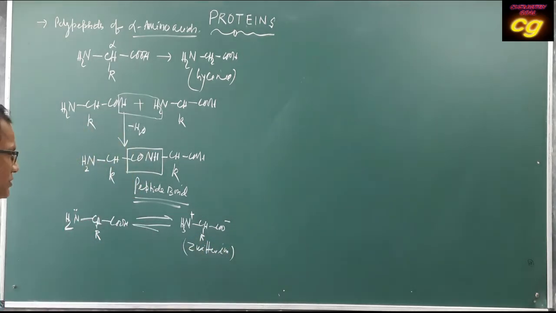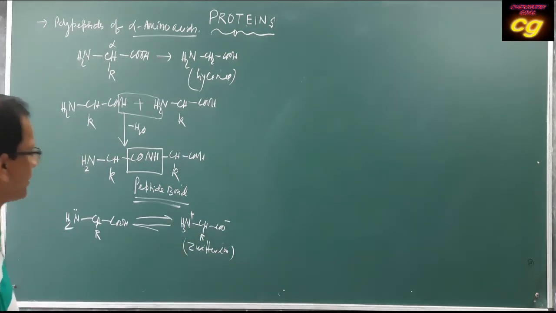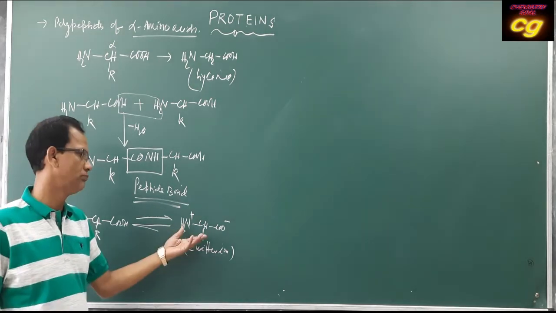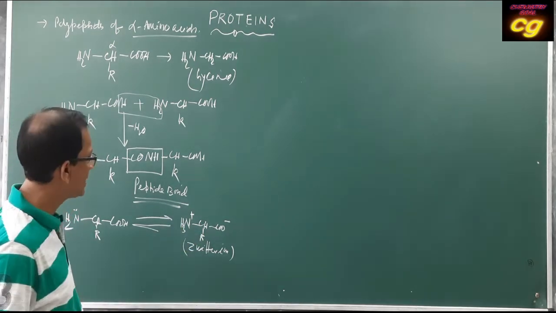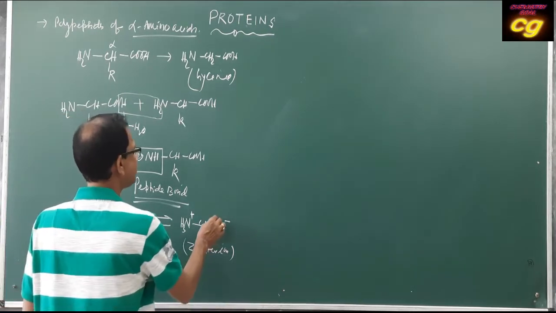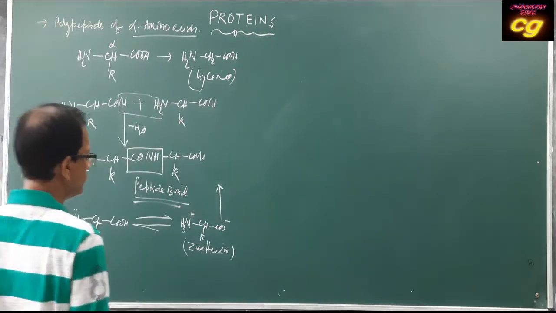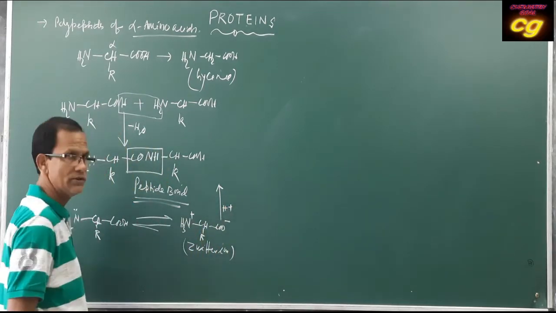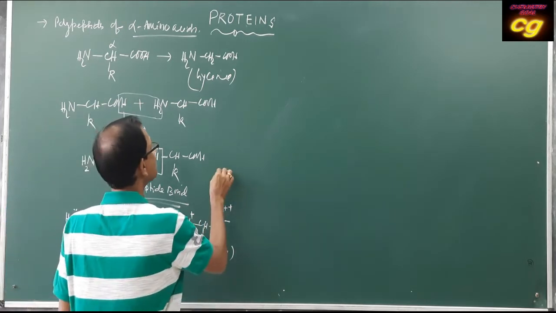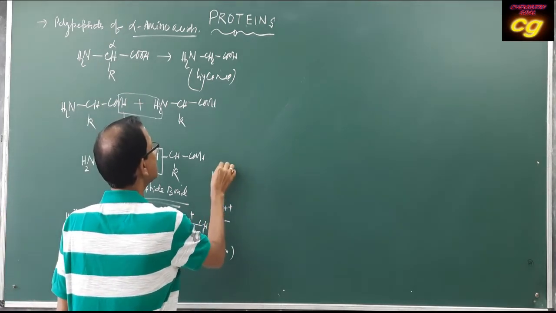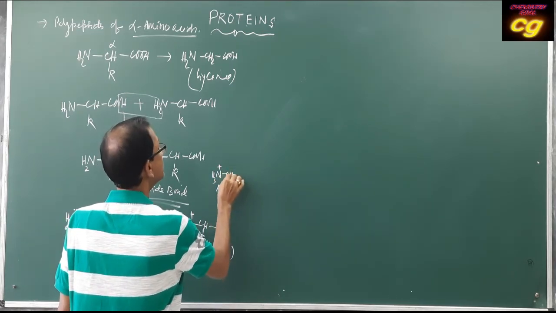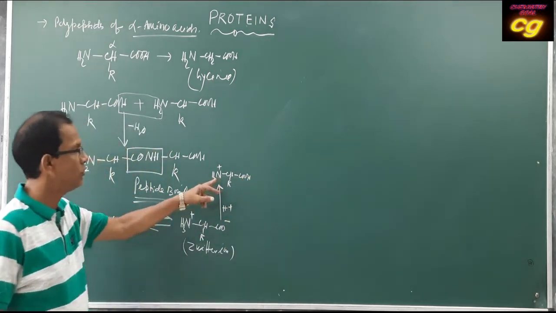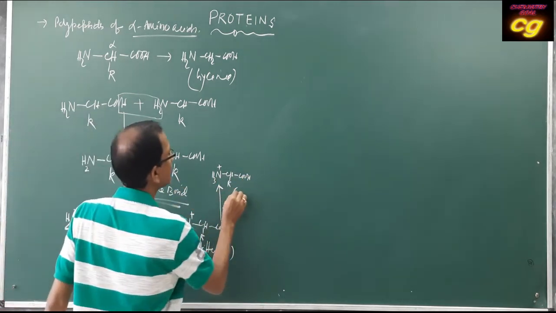This is the zwitterion of amino acids. When H plus is added to this zwitterion, it exists in this form, NH3 plus, then CHRCOOH. Completely, it will be the cationic form.